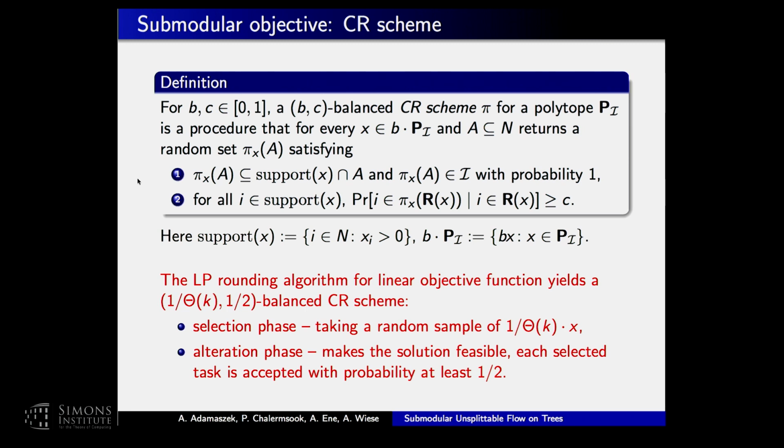Okay, so essentially our LP rounding just gives us the contention resolution scheme for free. Because first we do selection and then we do alternation. Those are the two parameters which we get.